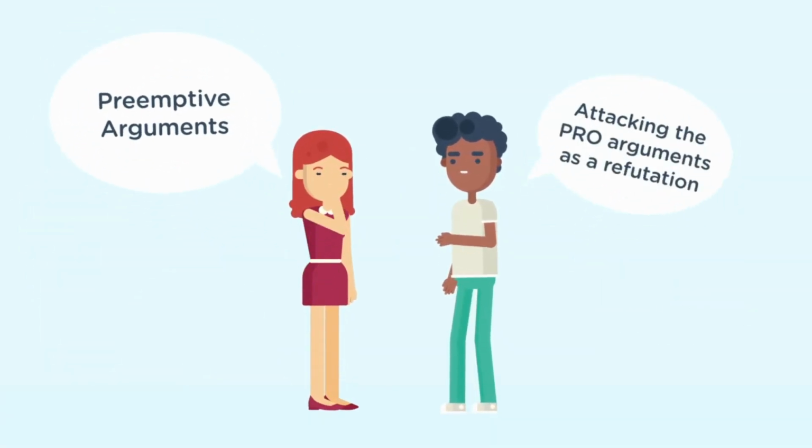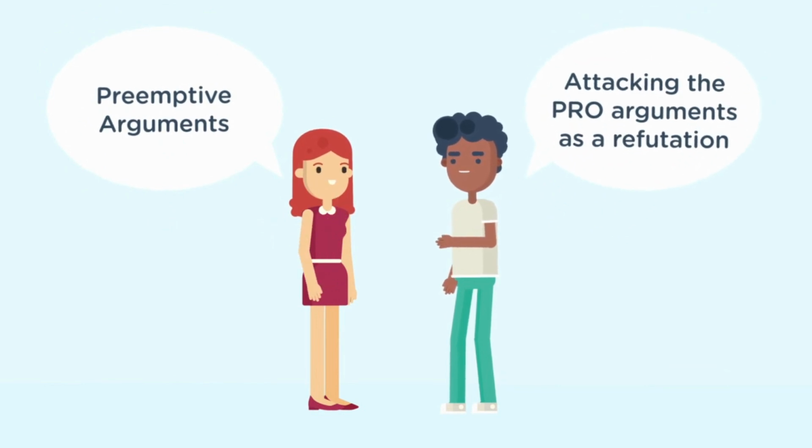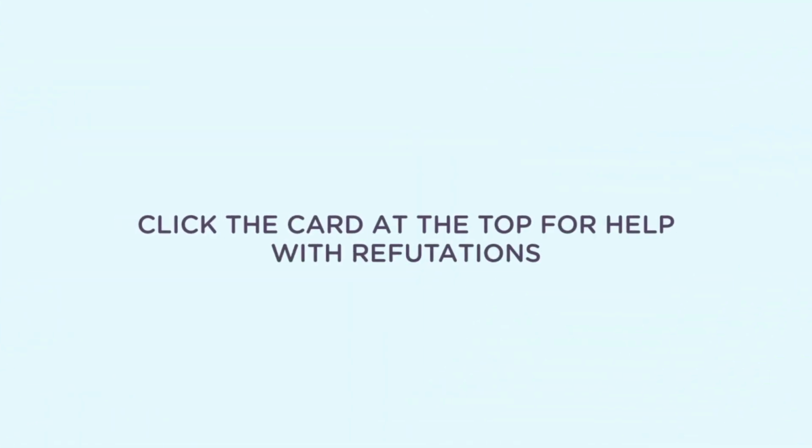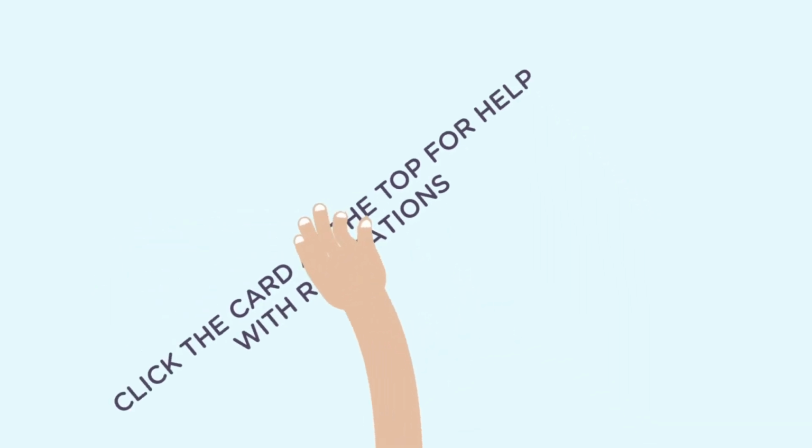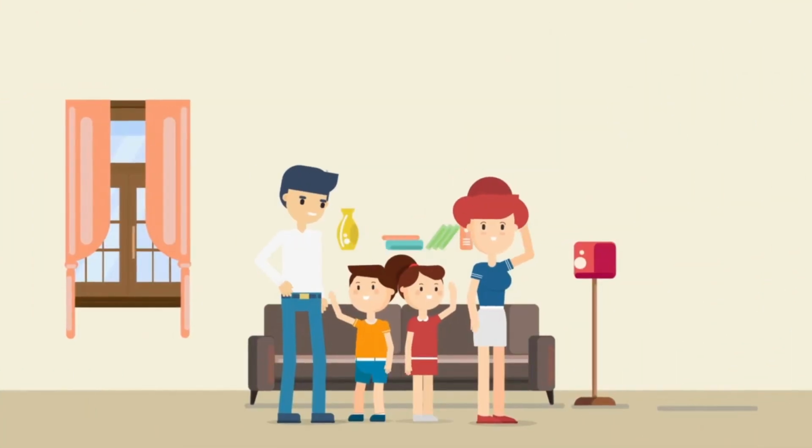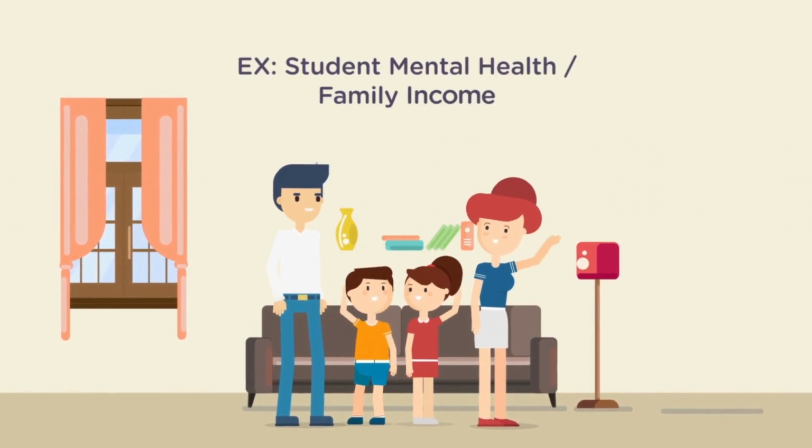Arguments against the opponent are called preemptive arguments, or arguments you plan to use as a refutation. If you need help with refutations, there's a card at the top with a link to my refutation video. Basically, you're going to claim that whatever the pro team argues is wrong. So, let's see what we said earlier. Limiting the number of academies is good for students and families' income.